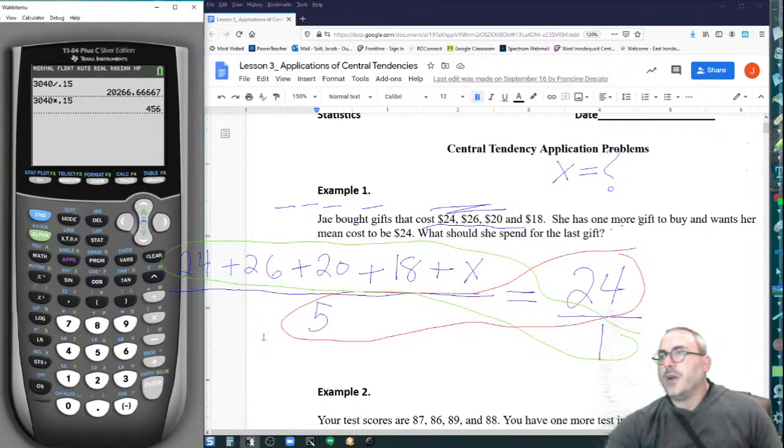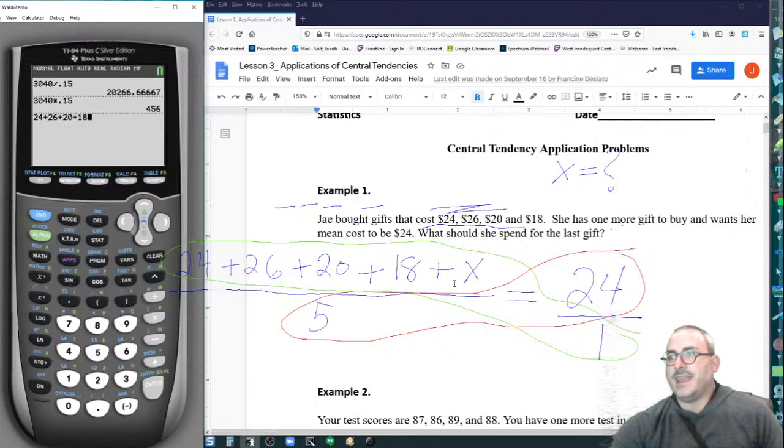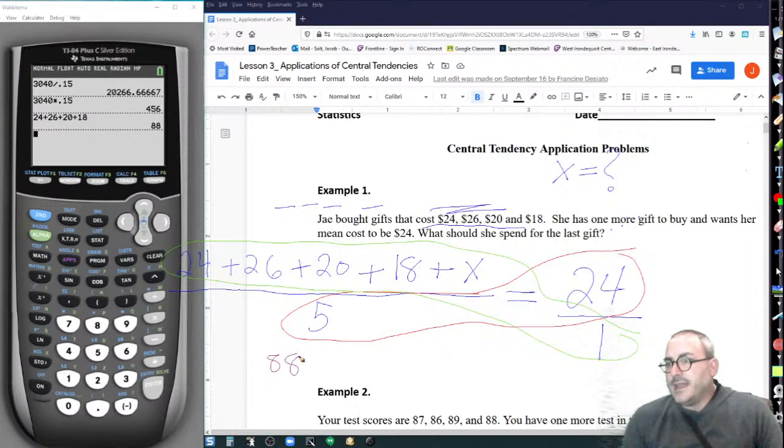Work with me here. Okay, I can add up these numbers really easy, right? I can add 24 plus 26 plus 20 plus 18. And now I can't add x yet. I can't add x to these numbers. I'm going to add the numbers up. That's 88. All right. So what I end up with is, I go back to my screen annotator. I have 88 plus x. Right. I added all those numbers up. Can't add them to x yet. Don't know what x is yet.